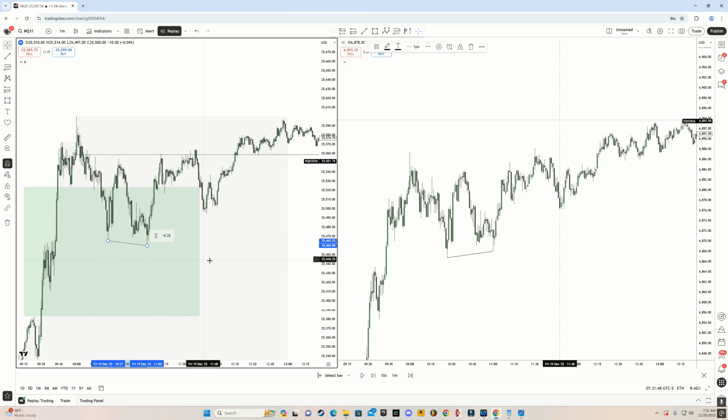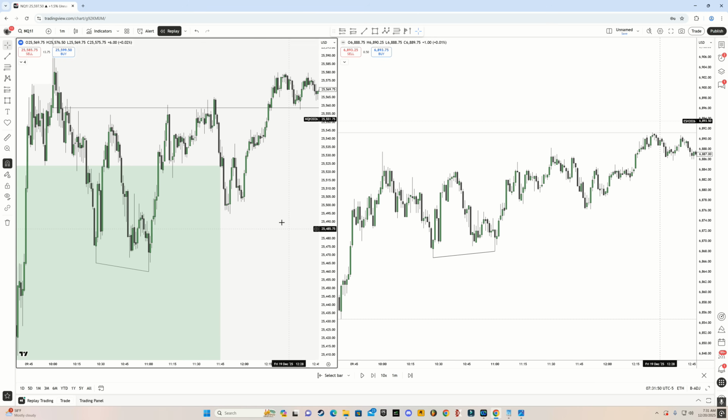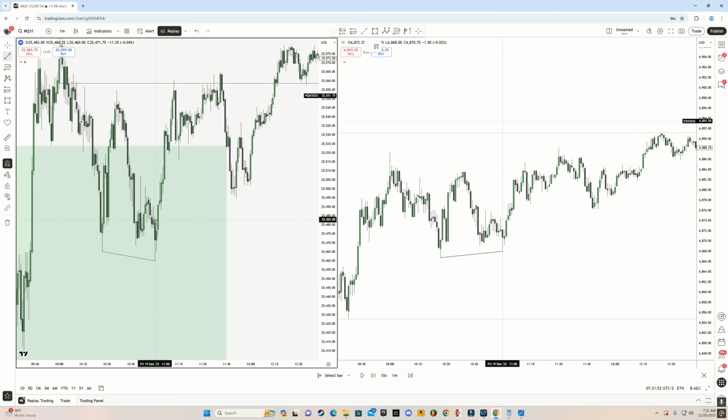Now to confirm that, what we need is a change in the state of delivery, right? So we have this one down close candle. If you close above the body of this candle, that is your change in the state of delivery. Now you could have entered right away, or you could have entered off of this 1-minute fair value gap. So this would have been your entry.